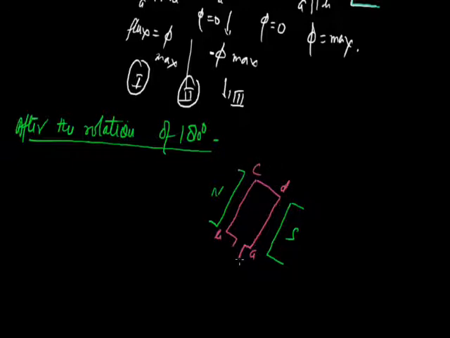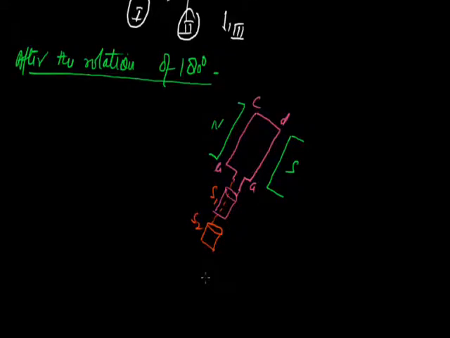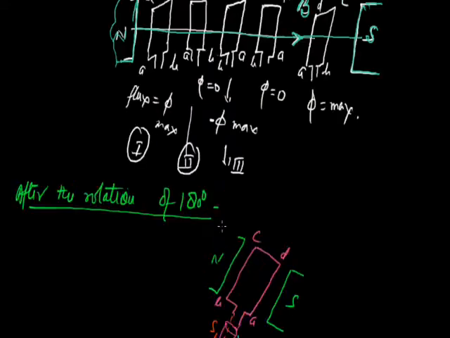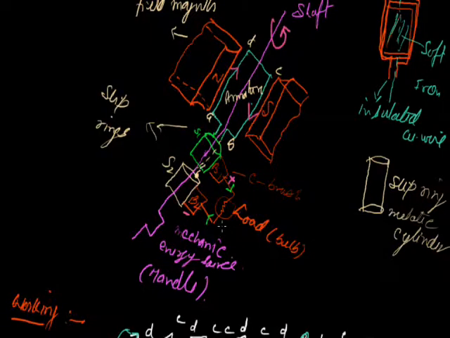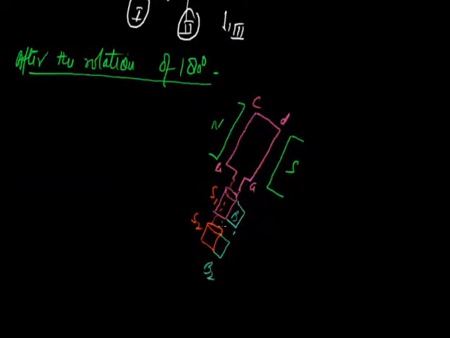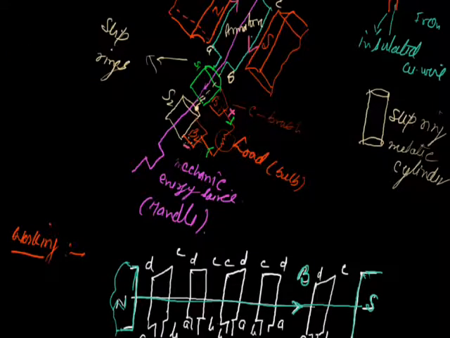Now, this A is connected to S1 and this B is connected to S2. The position of brushes will not change. S1 is connected to B1, and S2 to B2. Now the position of the sides will change. Initially the current through AD was flowing from A to D, but now through AD the current will flow from D to A. The direction of current will change. It becomes positive, and current will flow in this direction.